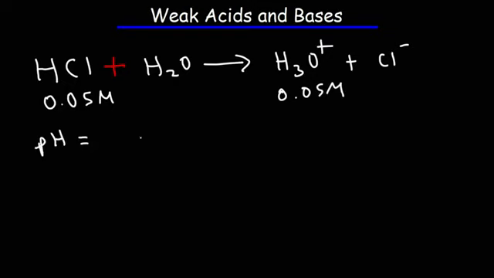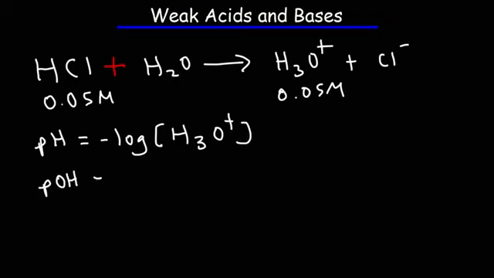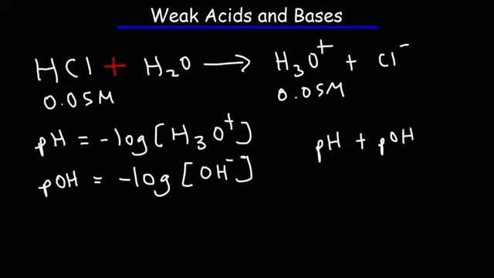So you can just calculate the pH of the solution using this formula. The pH is equal to negative log of H3O plus. And if you need to calculate the pOH, let's say of a strong base solution, you could use this, negative log OH minus. And remember, the pH plus the pOH adds up to 14 at 25 degrees Celsius. So if you know the pOH, the pH is simply 14 minus the pOH.